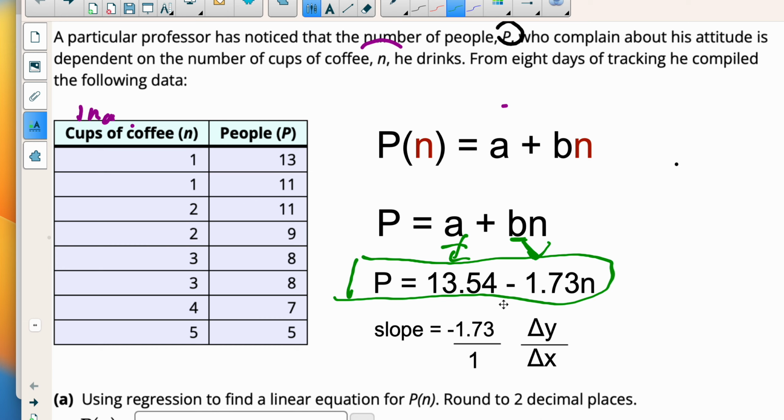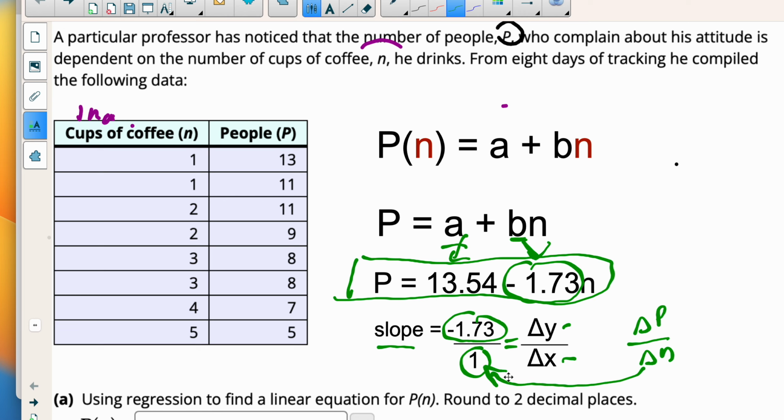Even though it didn't ask, let's interpret the slope. I always like to write the slope as a fraction. So I take the sign with that coefficient, negative 1.73 divided by 1. Slope represents change in y over change in x, okay? Or in this case, change in P over change in N. So as cups of coffee increase by 1, the number of people that complain decreases by 1.73, or decreases by about 2. All right, that's how I would interpret the slope.